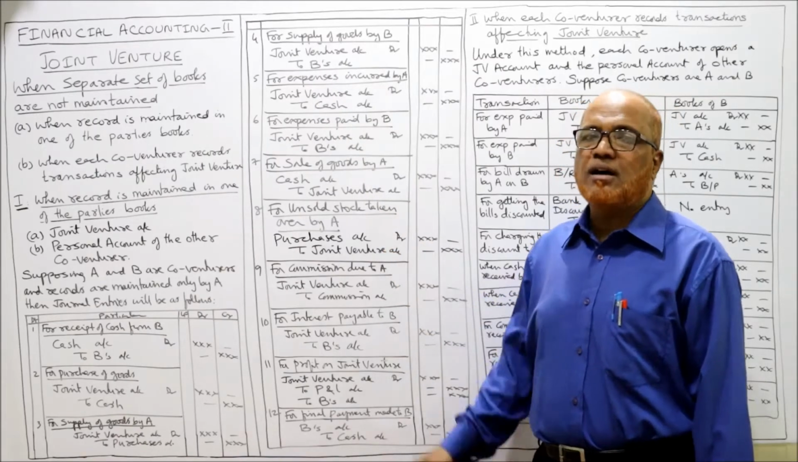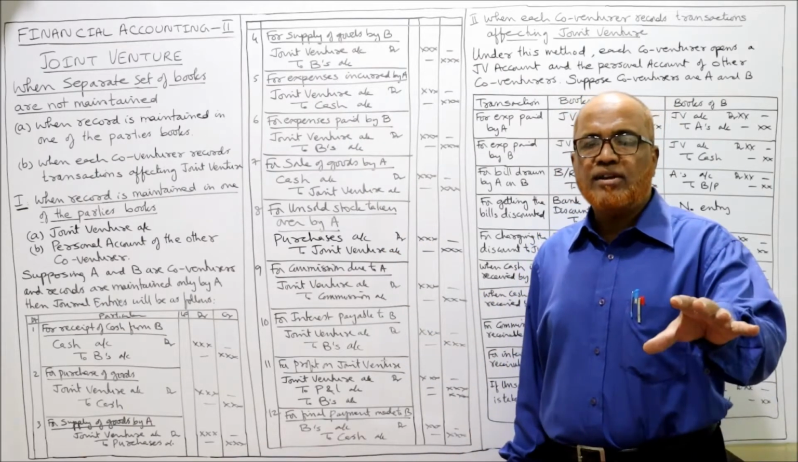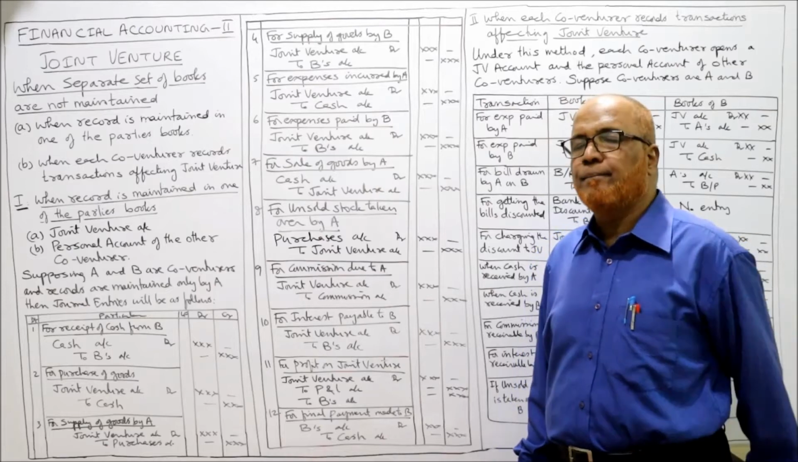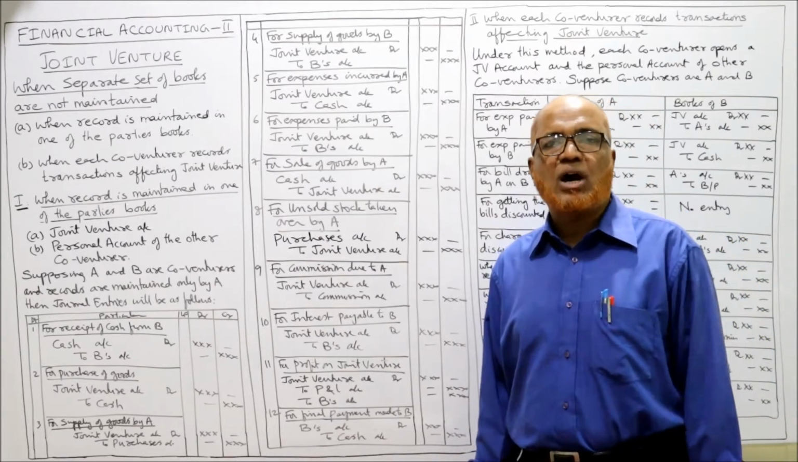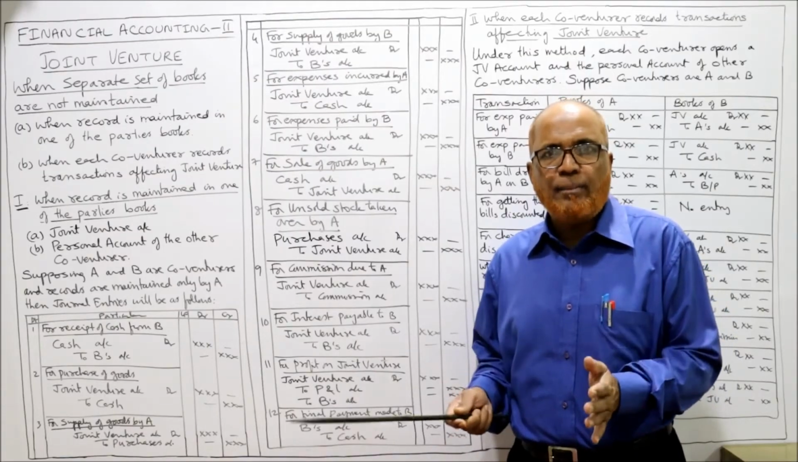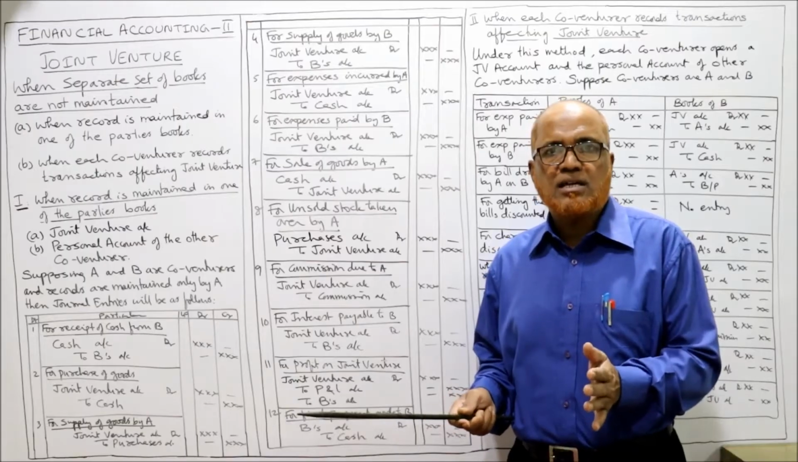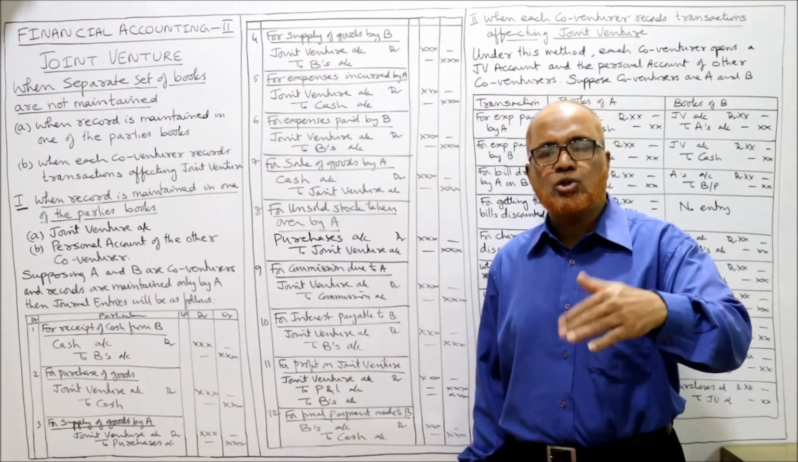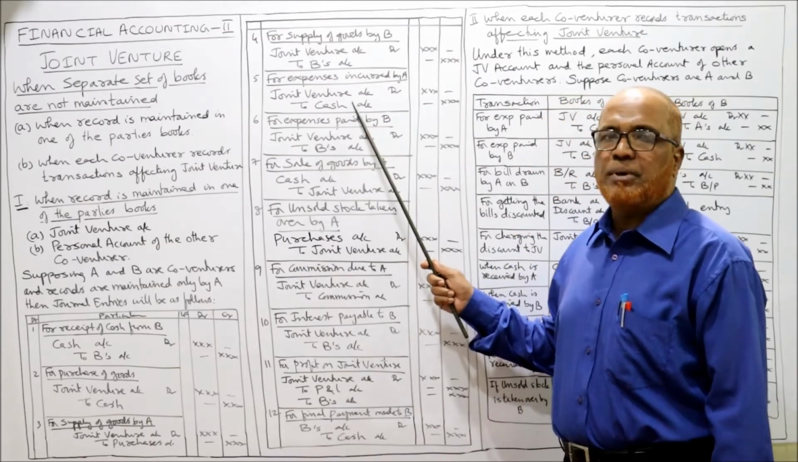For expenses incurred by A, now some expenses are paid on behalf of the joint venture, so entry will be joint venture account debit to cash because it is paid by A. A maintains the complete accounts and has the cash, so when paying for the joint venture, joint venture account debit to cash, being the expenses paid.